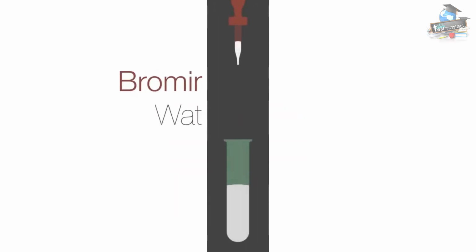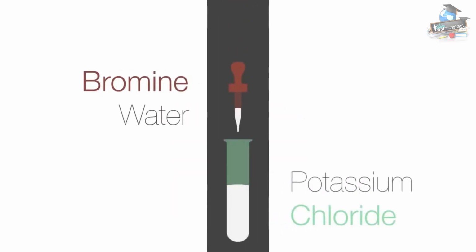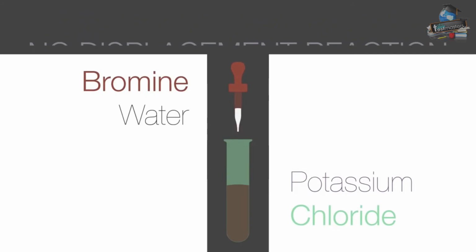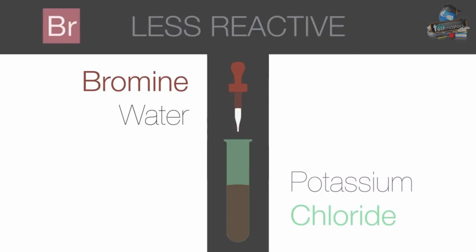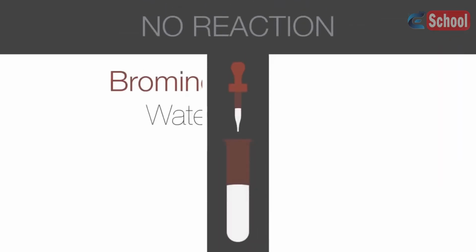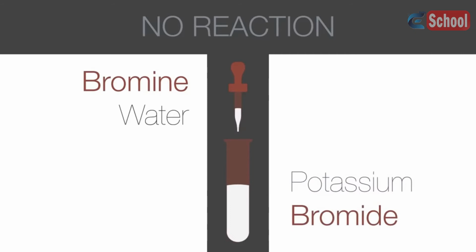When we add bromine water to aqueous potassium chloride, this causes the solution to turn reddish-brown, but no displacement reaction occurs as bromine is less reactive than chlorine. No reaction occurs when bromine water is added to aqueous potassium bromide.